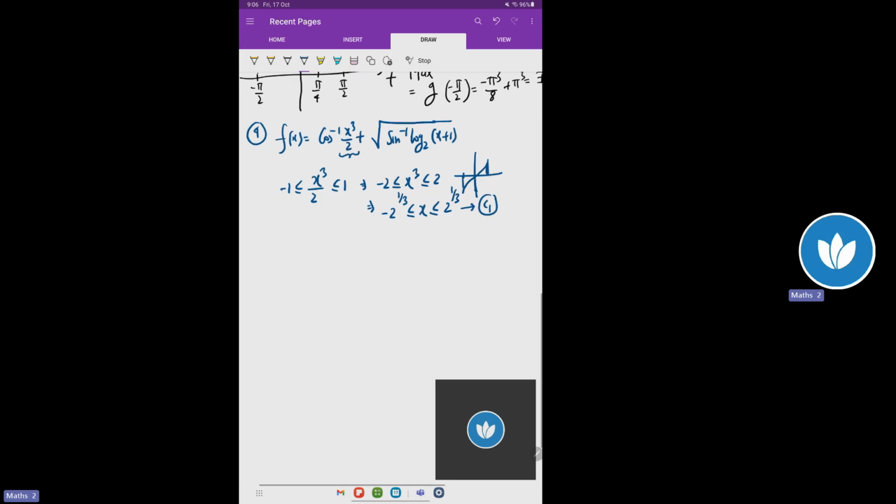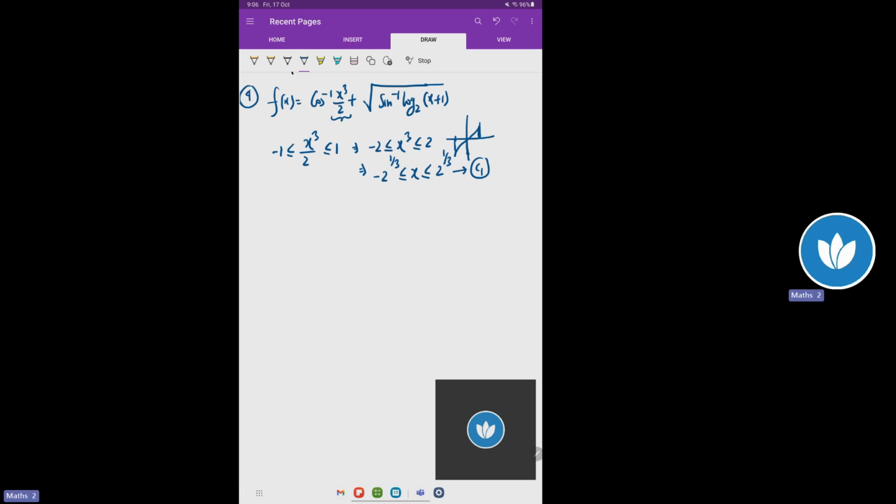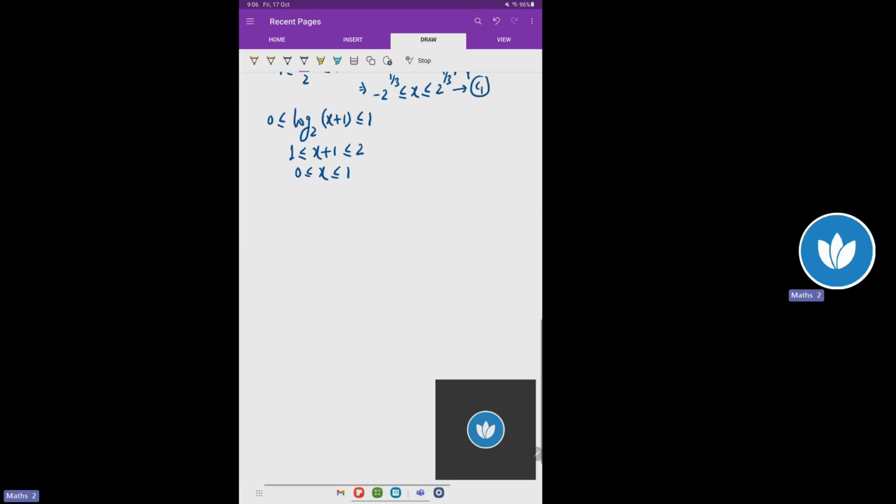Now let's apply the next condition. Since all of this is inside the square root, it has to be positive. So when sine inverse is positive, its input, that is the log, has to be from 0 to 1 actually. If log base 2 of (x plus 1) is from 0 to 1, then x plus 1 should range from 2 raised to 0, which is 1, to 2 raised to 1, which is 2. So x should range from 0 to 1 actually. And clearly in this case the log argument is also positive, so the log doesn't have any problem. So this is your condition 2.